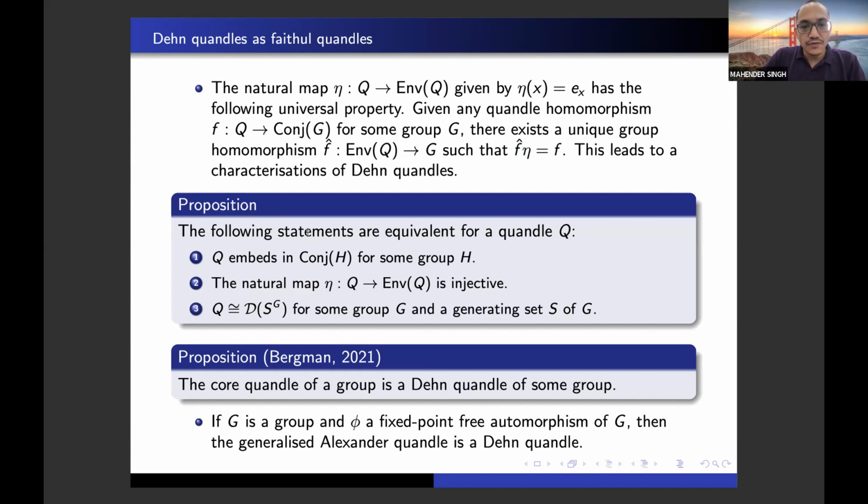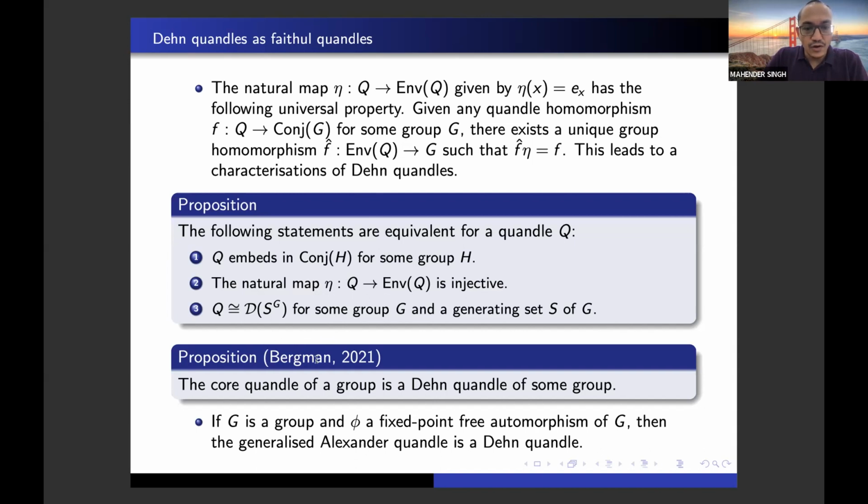So this immediately leads to the following characterization: a quandle Q embeds inside the conjugation quandle of a group, let us say H, is equivalent to the statement that the natural map from Q to the enveloping group is injective. And that is equivalent to Q being the Dehn quandle of some group with S a generating set. These are extremely simple implications, basically consequences of this universal property. In the literature, quandles for which this map is injective are also called faithful quandles. So Dehn quandles are just faithful quandles.